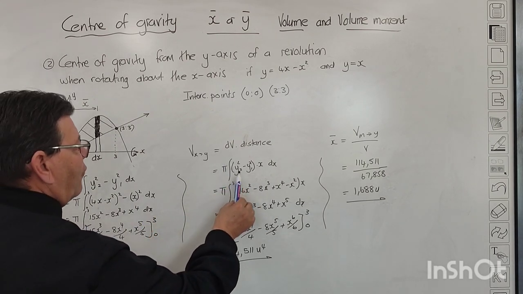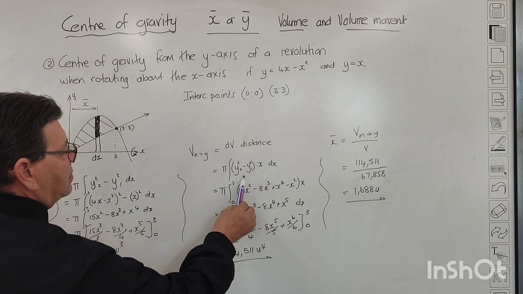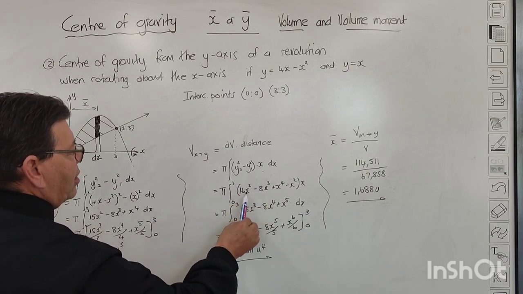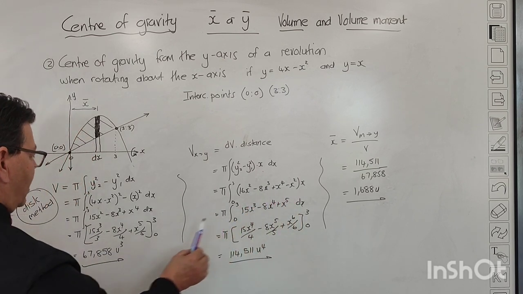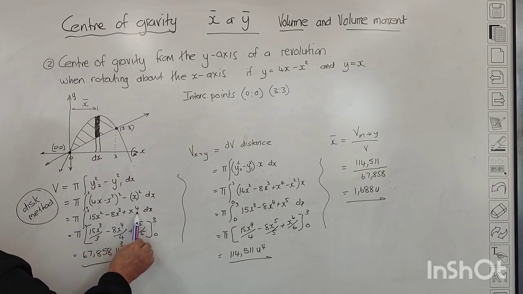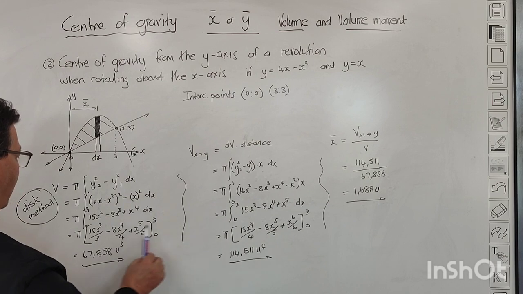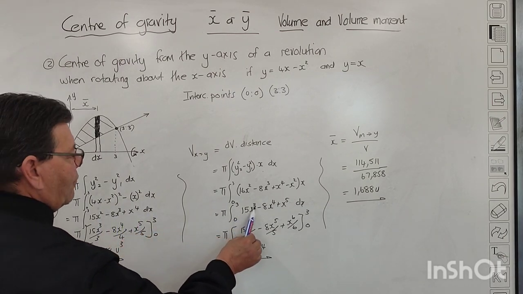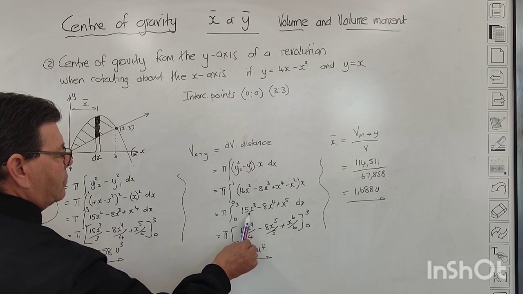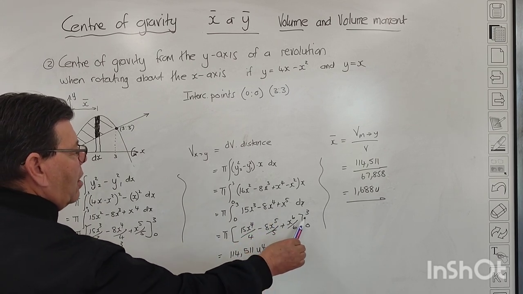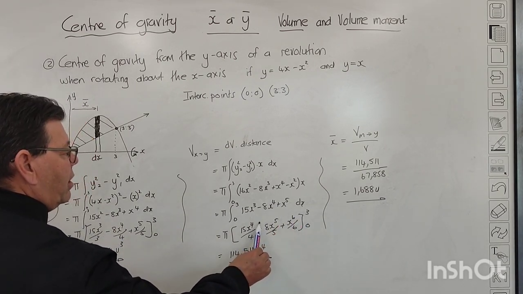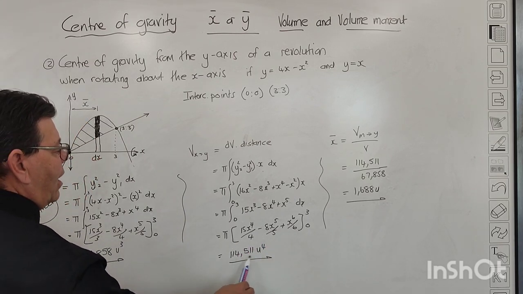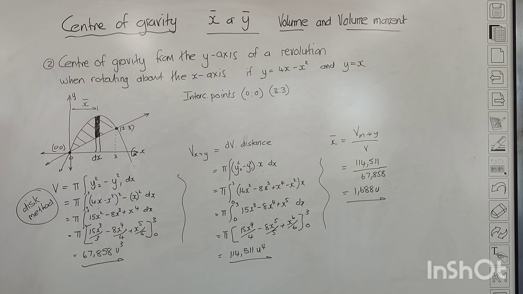So I've got my volume times a distance, a full distance. I write out my equations, cross multiply it and multiply another x in. So it will basically be this term on this side multiplied by another x, so each of my x values just goes up by another x. Integrate these terms all on their own. My upper limit is still 3, my lower limit is still 0. Substitute the 3 in minus substitute the 0 in, and on my calculator I'll find the answer of 114.511 units to the power 4.